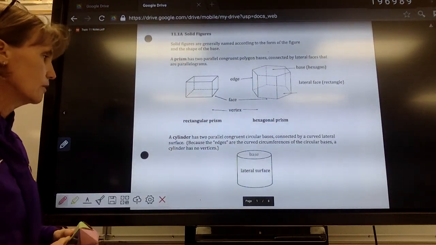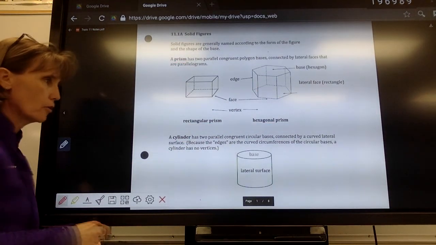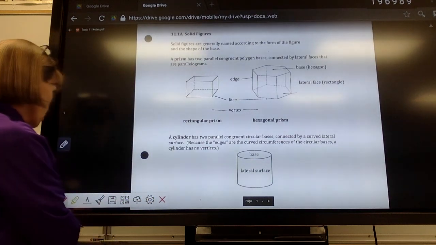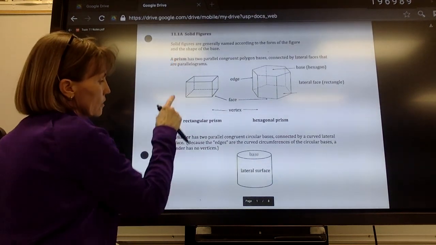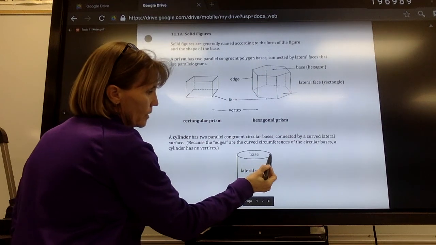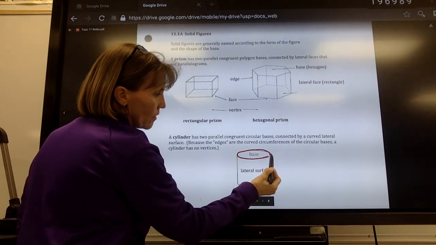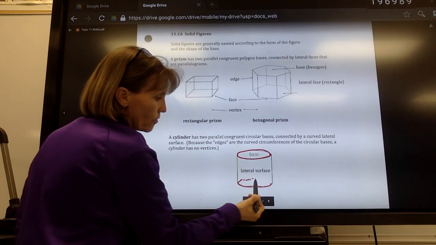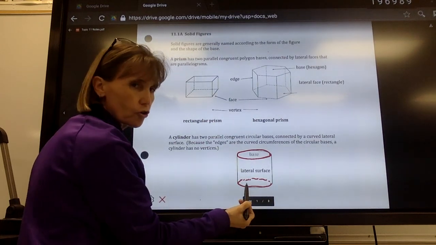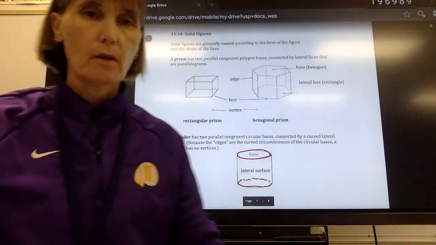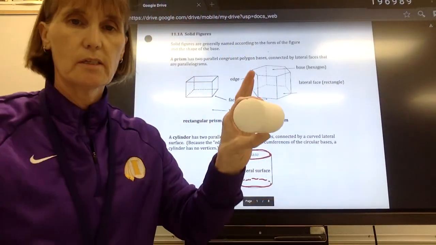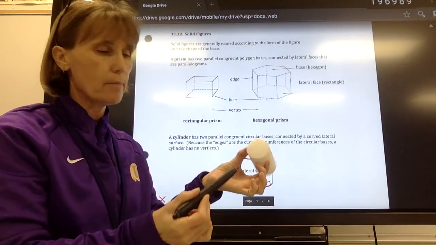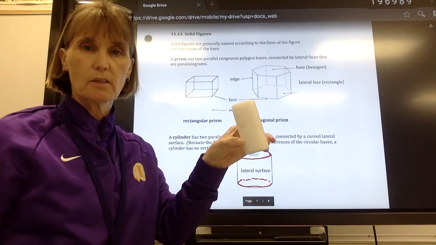Okay, then we've got a cylinder. It says a cylinder has 2 parallel congruent circular bases. So what's different from the prism to the cylinder is just the base. The base is on the bottom as well. You can see this is going to curve, and then you can't see this part of it. But what it's sitting on is a circle. That makes it a cylinder. Because it has a circular top and a circular bottom, this would be considered a cylinder.